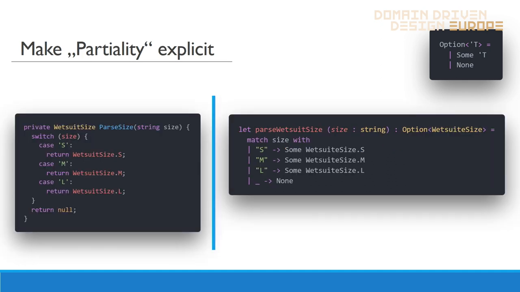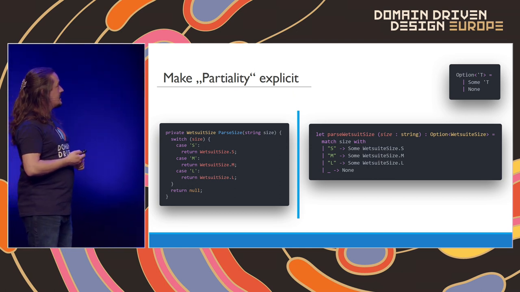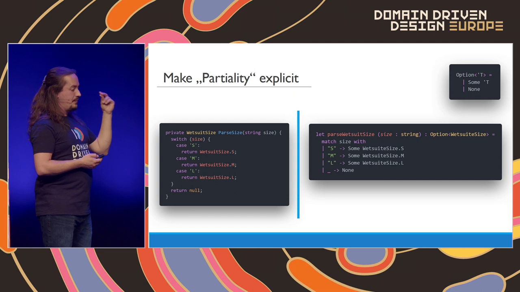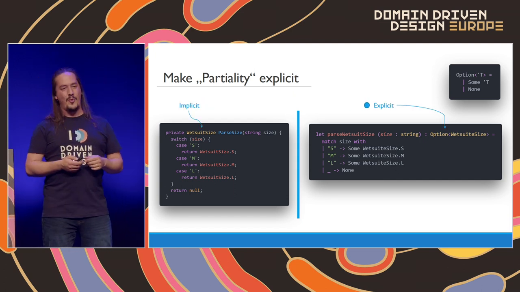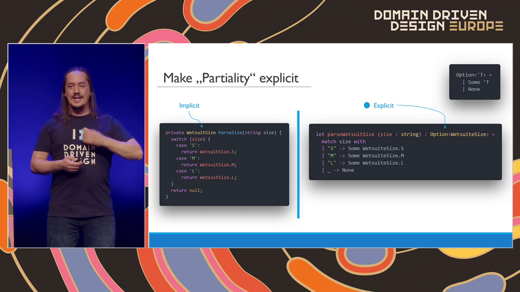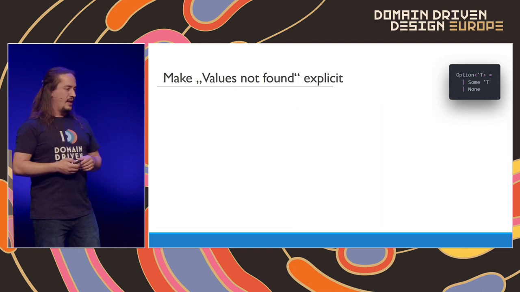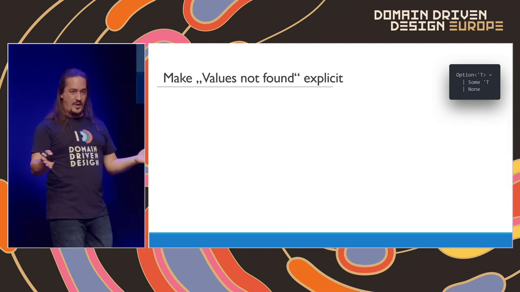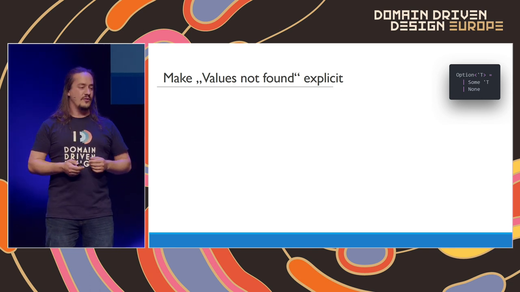Now, making this explicit means instead of returning null, we always return something and are explicit about it. That's the whole point. So being explicit instead of implicit makes your code less error-prone, and people don't have to think so much to make the right choice. Now, the same thing, of course, once we have partiality solved, becomes simple to go with what happens if a value is not found.